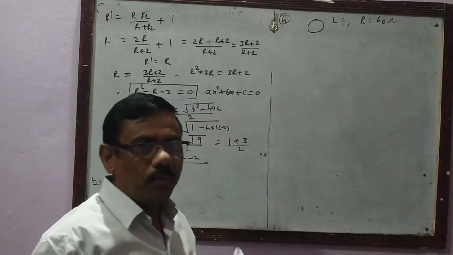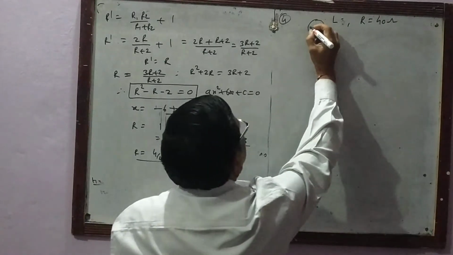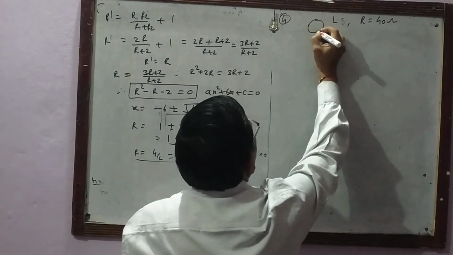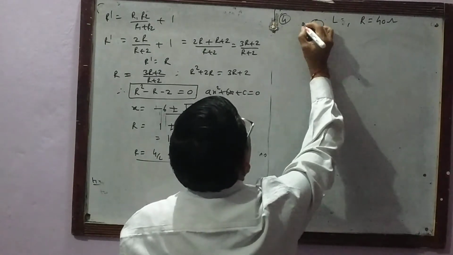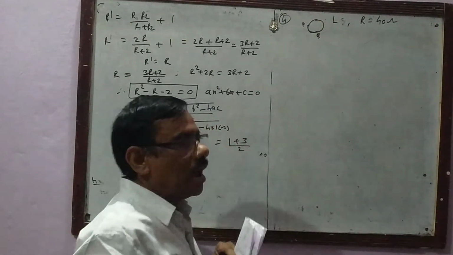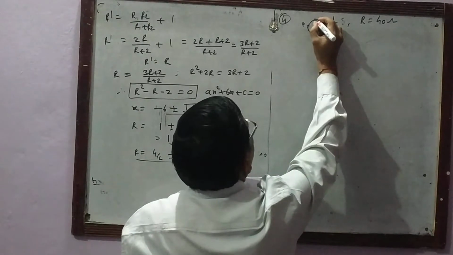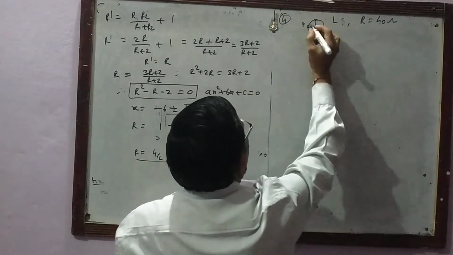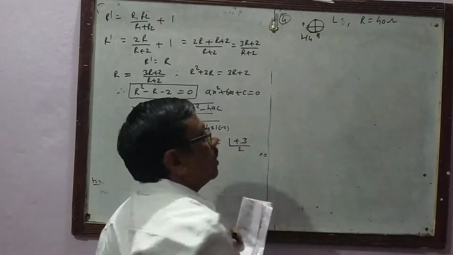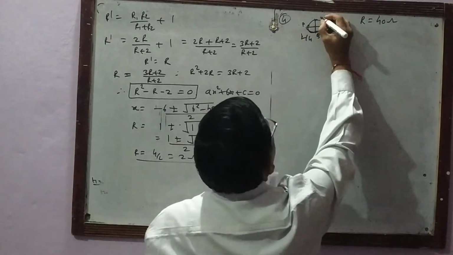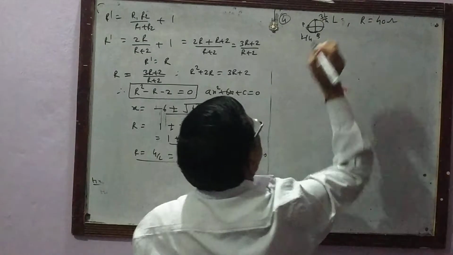Has a resistance of 40 ohm and it is divided into quarter. This is the quarter length, divided into quarter length between the points P and Q. Therefore, it is divided into 4 parts like this. This quarter length is L by 4, and the remaining length is 3L by 4.